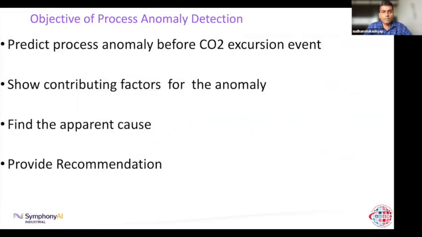Already we discussed this. The objective is to predict the anomaly before the excursion event, because we want to eliminate it. We want to take some action such that this does not happen. And of course, it should be prescriptive, where you could identify possible causes and make a recommendation.